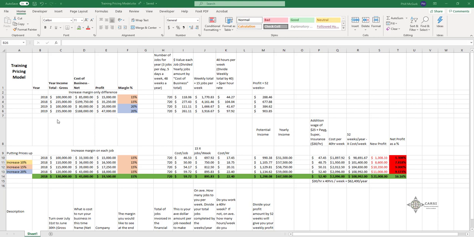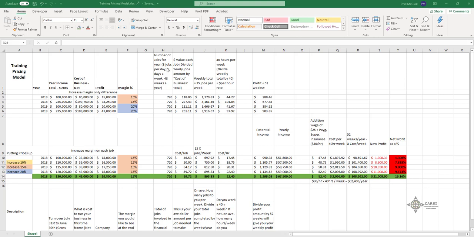Just to give you an idea, let's say that we're in the financial year of 2017, 2018. We're just going to call this one 2018. Our gross income for 2018, we made $100,000. Out of that, it cost the company $85,000 to operate, which left us with $15,000. I said at the start of the year, I wanted a 15% margin or profit as my goal. To reach that, I could only spend $85,000. Then we're going to work out the numbers.